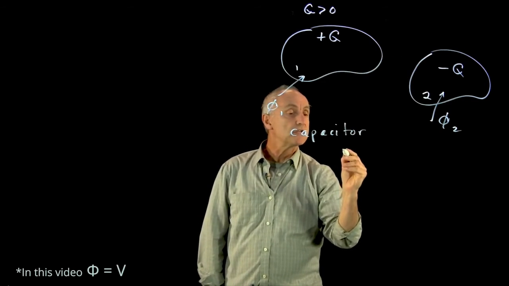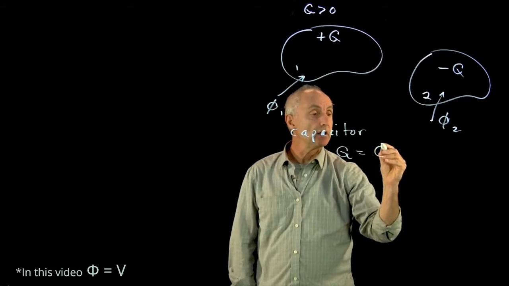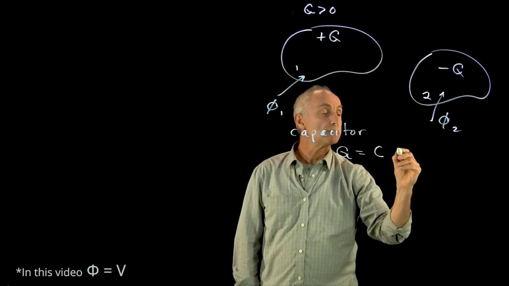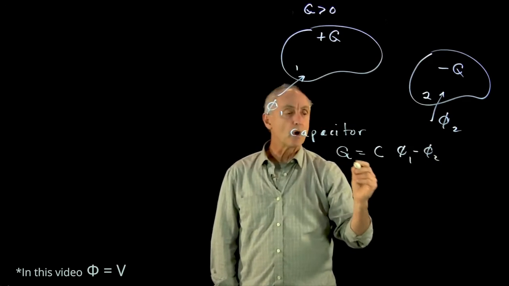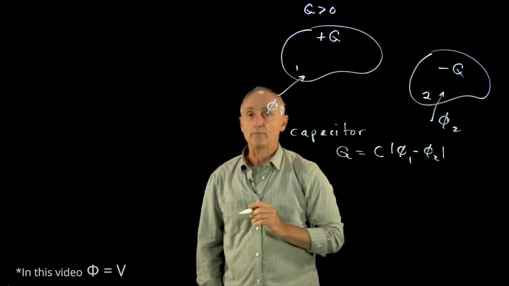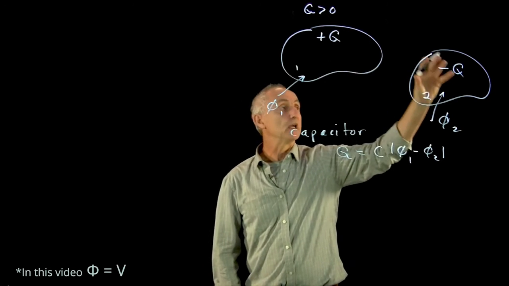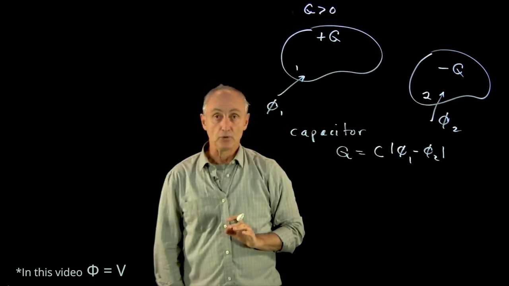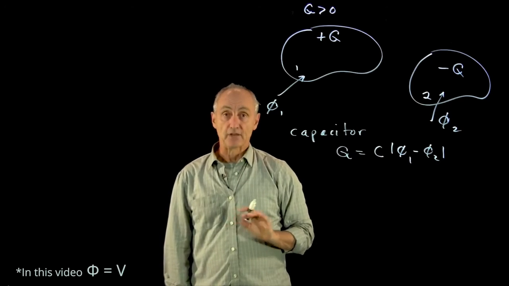And the definition of the capacitance here is C, capacitance, times the potential difference between these 2 plates. And we always want our capacitance to be a positive value, so we write phi1 minus phi2, even though in this configuration we expect phi1 to be at a higher potential than phi2. So this is what we mean by a capacitor.